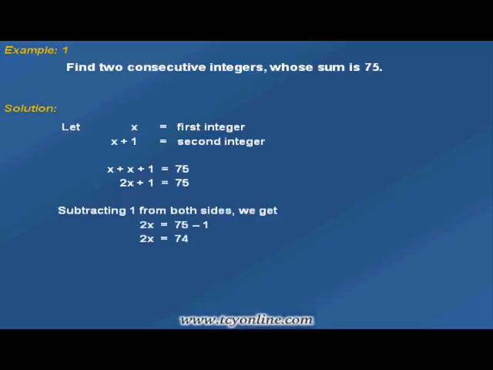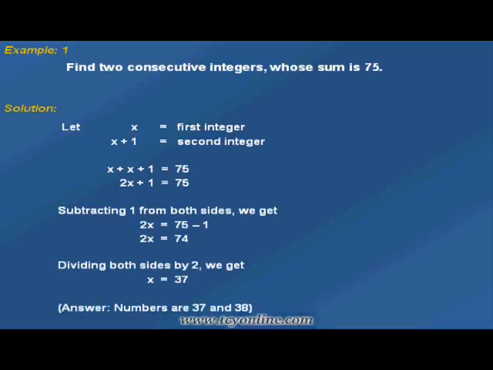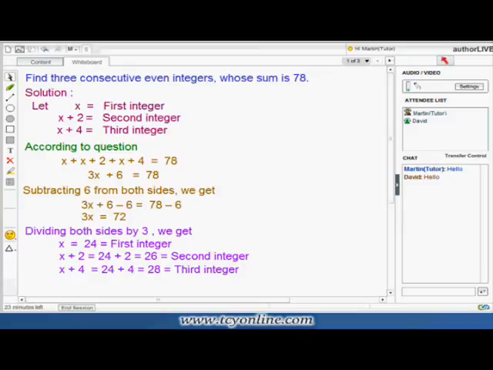Now subtract 1 from both the sides. We get 2x is equal to 74. To find the value of x, we divide both the sides by 2, and hence x comes out to be 37. As the second integer was x plus 1, so its value would be 38.